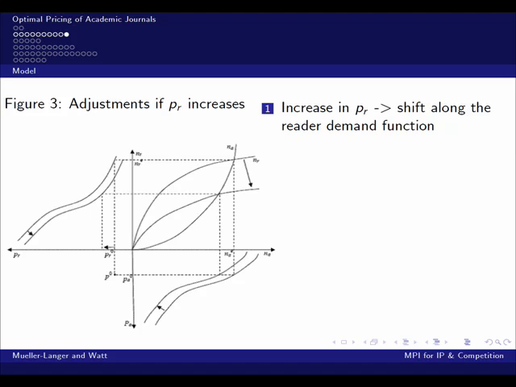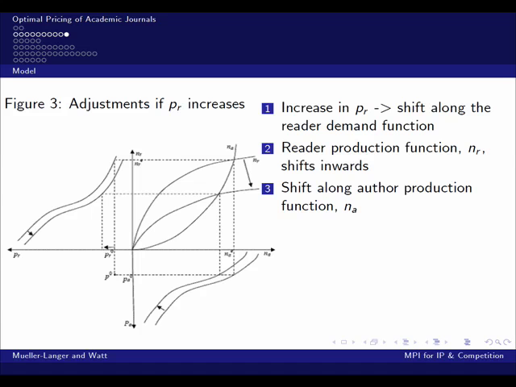But we have four more effects here, and we'll come to this. The second is that the reader production function, NR, shifts inward. This is the second effect. Then we have a shift along the author production function. So, starting with the situation here, we have a shift down here.